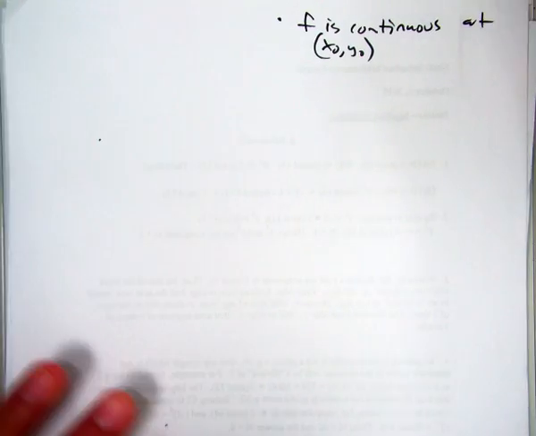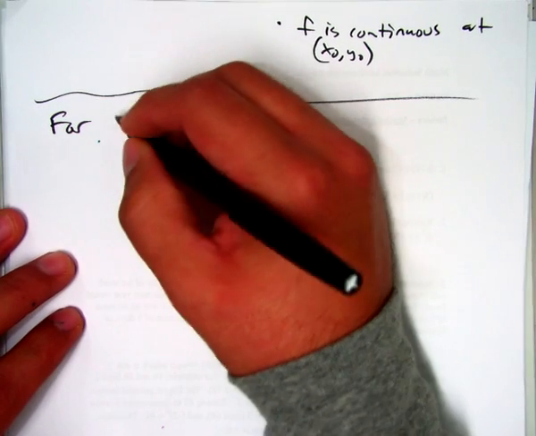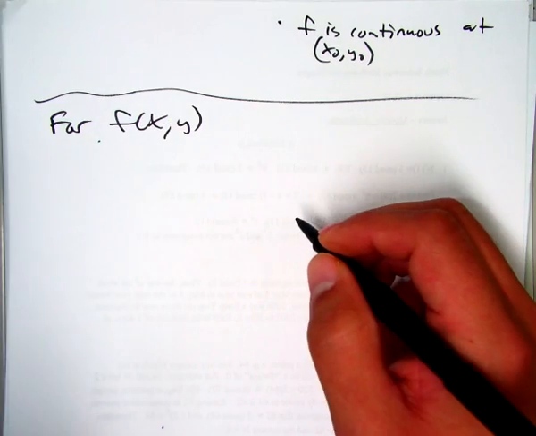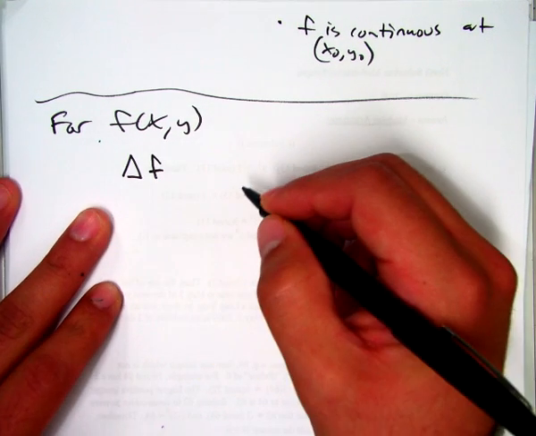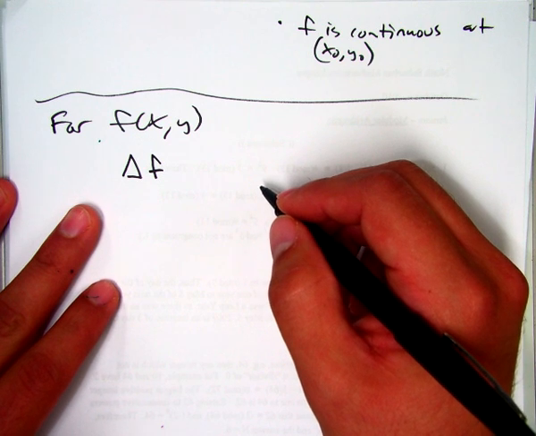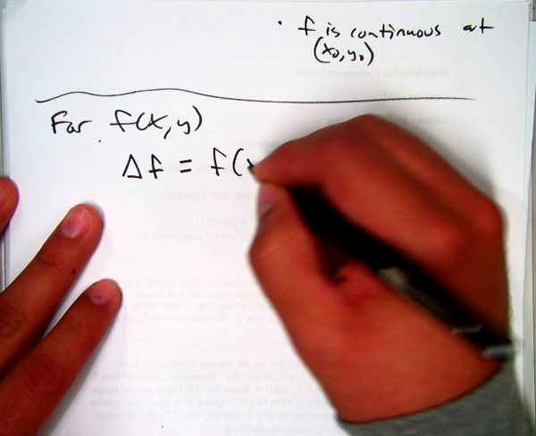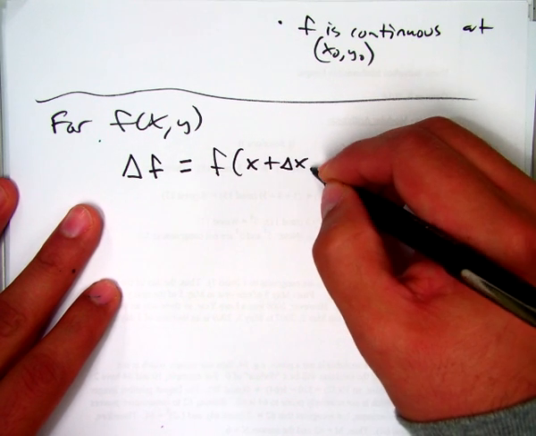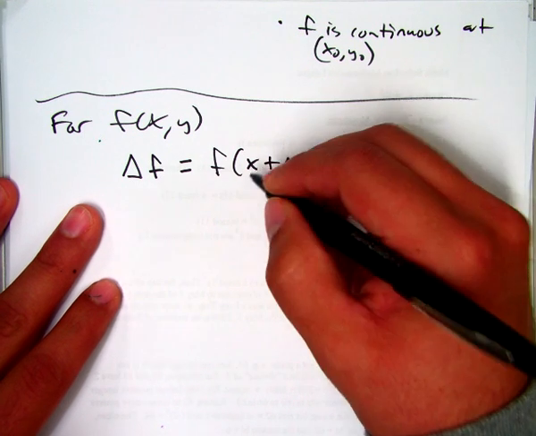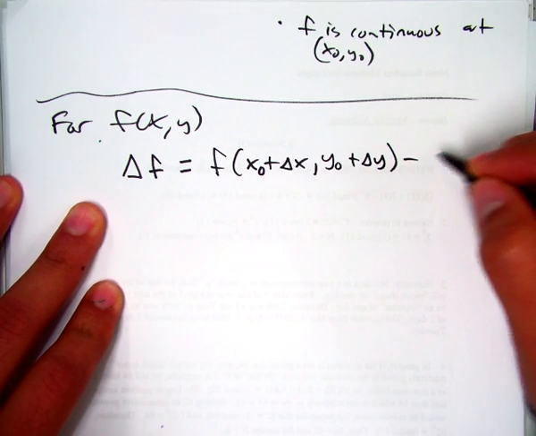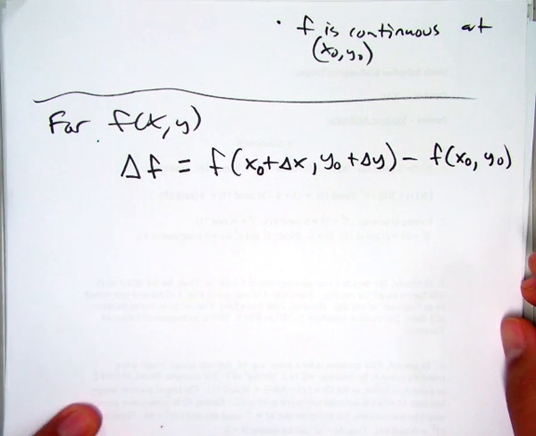Okay. Moving on. For f of x, y, the increment in f, or change in f, can be calculated by plugging in the change in x, the change in y, and then subtracting the starting point evaluated at f.